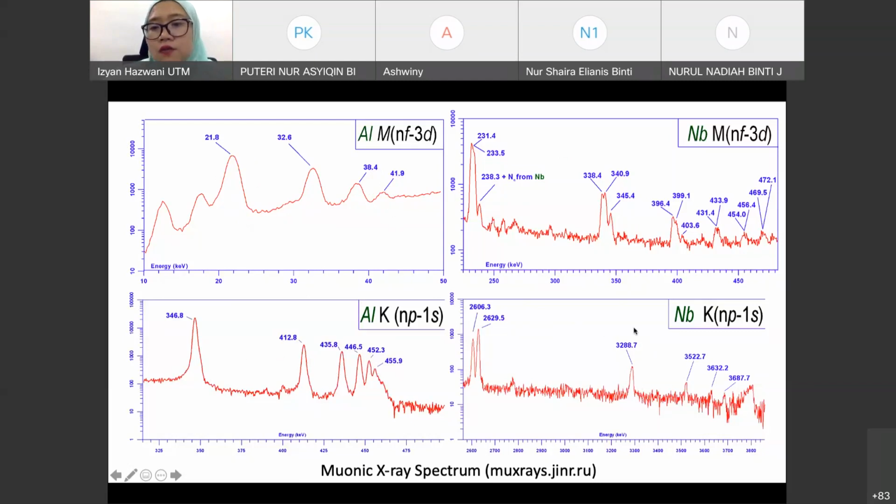Usually for aluminium, we have the K series at around 350 to 450 keV. But for niobium, which is a much heavier nucleus, we can observe the K series around 2500 to 3700 keV. If you take lead, or something much heavier, you can observe this up to 8 MeV. So the energy becomes greater as the nuclei become much heavier.